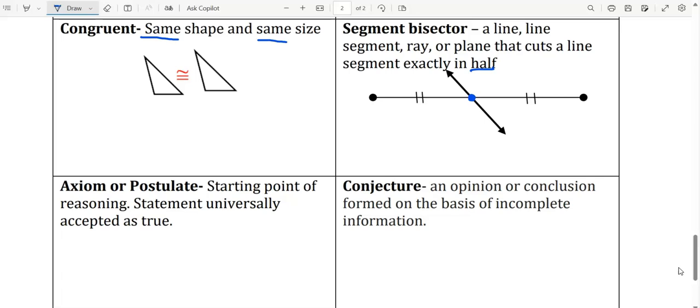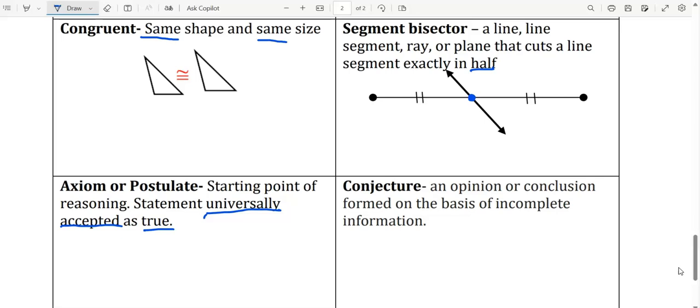Okay. Now, axiom or postulate, starting point of reasoning. It's a statement universally accepted as true. Okay. So when we tell you axioms and postulates, they are kind of unproven assumptions, but they make the world go round. They work, okay? Everyone sees it, everyone notices it, even if you can't always explain every little bit and piece of it. There's always going to be bits and pieces of presupposed information, and those are your axioms, postulates, or maybe even presuppositions, okay?